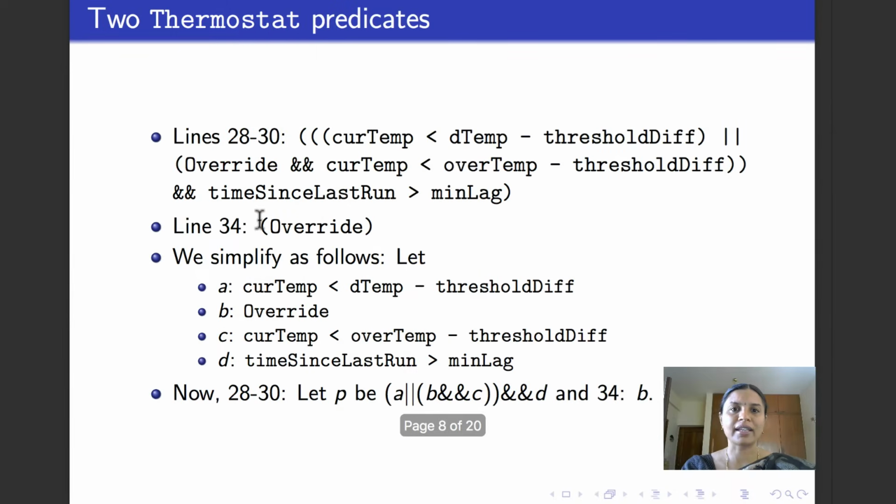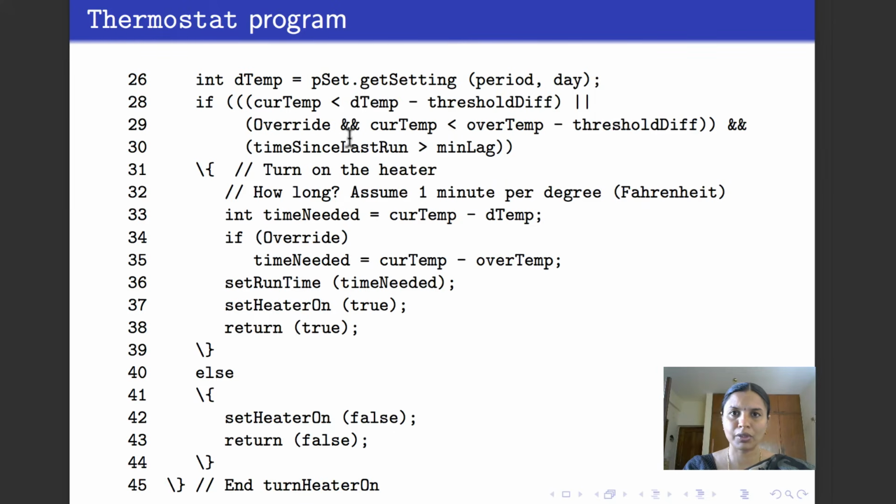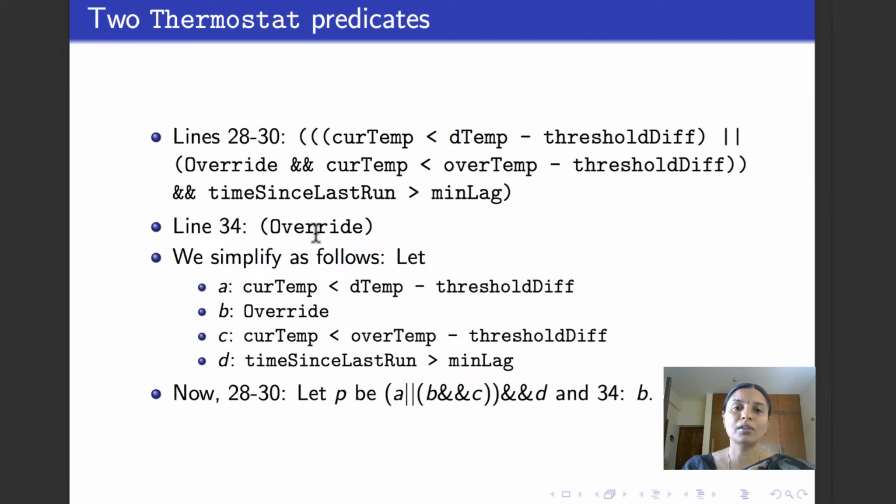So what I've done in the next slide is that I've told you what the two thermostat predicates are. So there is a predicate in lines 28 to 30. I just copied the predicate that occurs as the label of the if statement here. And there is one more predicate called override at line 34. So this is a pretty long thing, right? And maybe difficult to read.